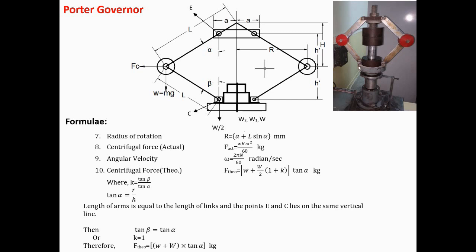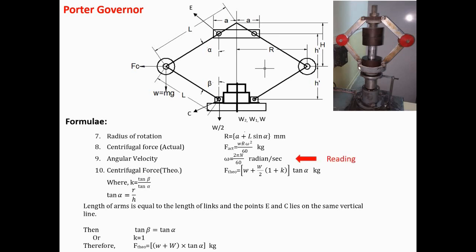Now there are some more formulae to be used, like radius of rotation, centrifugal force actual, angular velocity, centrifugal force theoretical, and alpha value, beta value. These also you can calculate.